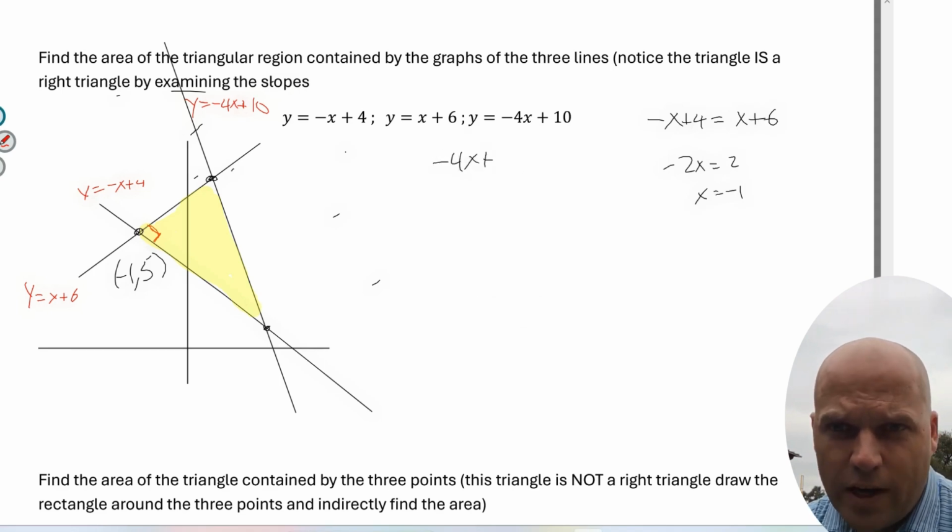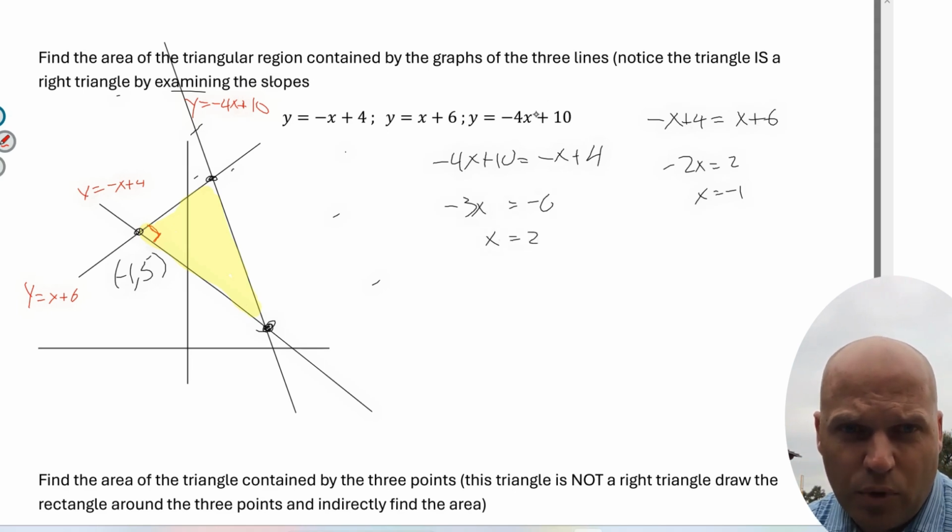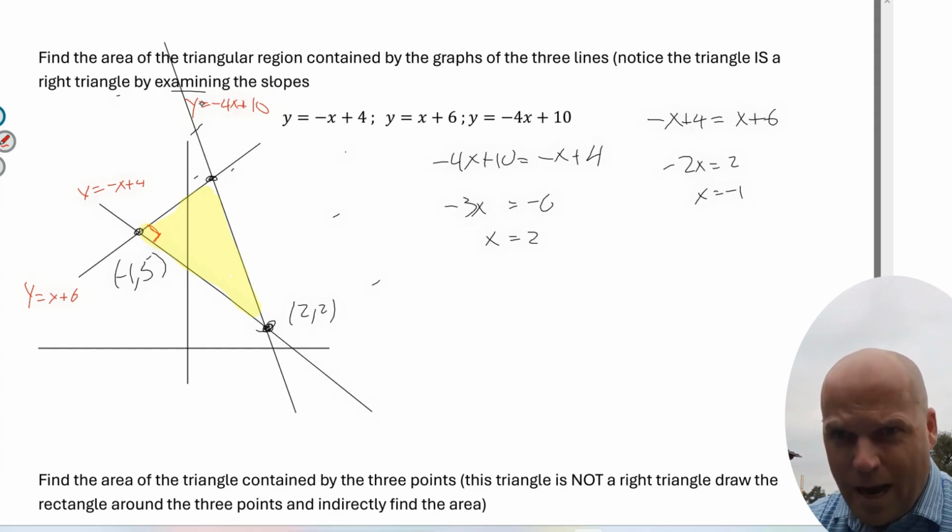When negative 4x plus 10 intersects with negative x plus 4, we're going to be down here. We get negative 3x equals negative 6, we get x equals 2. When you plug in x equals 2 into either equation, you get y equals 2. Now I need negative 4x plus 10 and x plus 6.